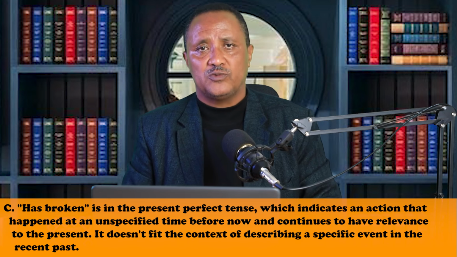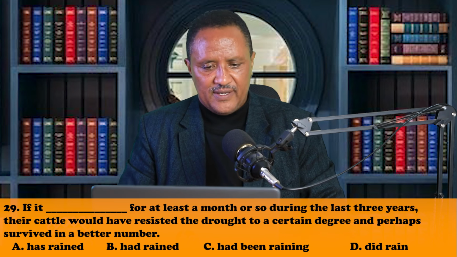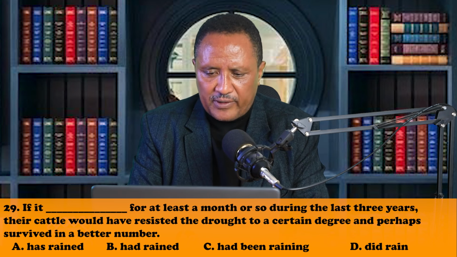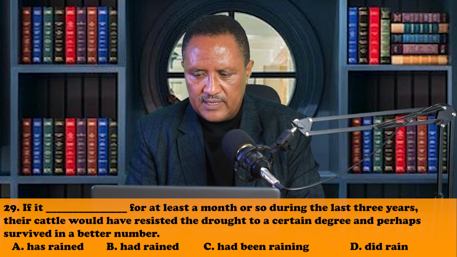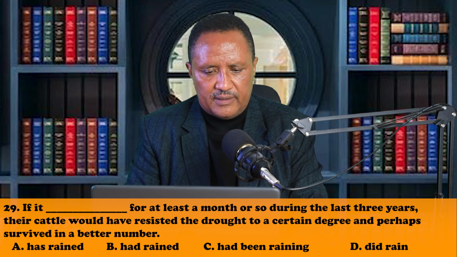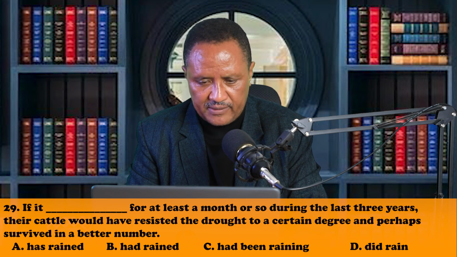Now let me come to question number 29. All right. If it blank for at least a month or so during the last 3 years, their cattle would have resisted the drought to a certain degree and perhaps survived in a better number.